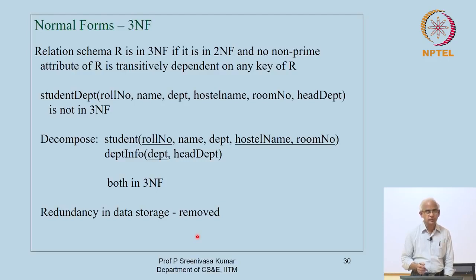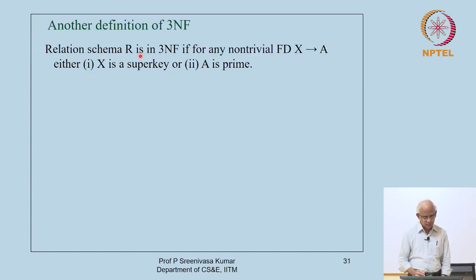But by and large, we will try to go for the strictest normal form that is possible. There is one more normal form that is stricter than 3NF, that is called Boyce-Codd normal form. So, we will try to go up to Boyce-Codd normal form.